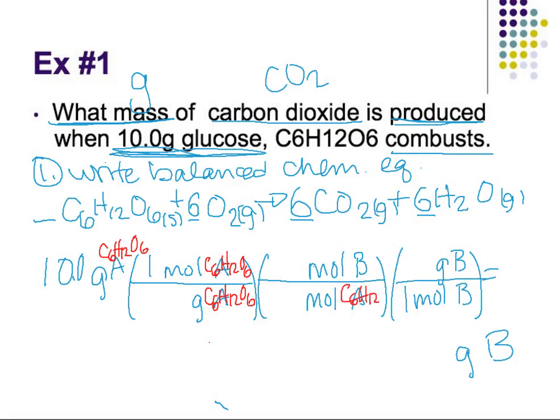C6H12O6. Hold on. H12O6. Okay. Now, what mass of carbon dioxide? Carbon dioxide, CO2, that's B. So, CO2, CO, oh wait, let's do another color. That's a great idea. Okay, how about green?